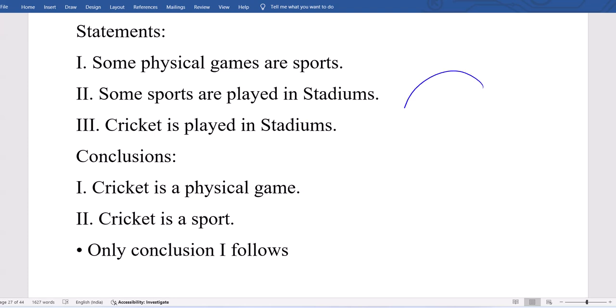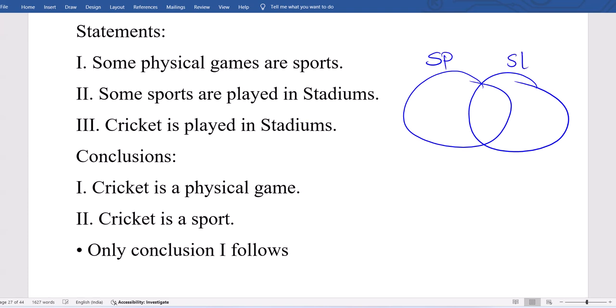Here, only some sports are played in stadium. Cricket is played in stadium. Okay, cricket may be here, but in a stadium you can do a lot of things. You can arrange some functions, some big events. So cricket is played in stadium, fine, but cricket and sports are not linked here. So the conclusion cricket is a sport fails.